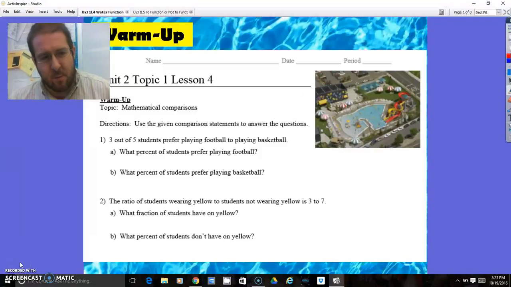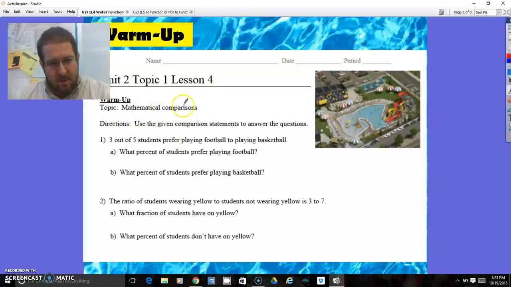All right, hey, this is lesson 4 of Unit 2, Topic 1, and this is a lesson about functions. And first question is on a warm-up about mathematical comparisons, basically about ratios and percents. 3 out of 5 students prefer playing football to playing basketball. That would be 60% that prefer playing football.